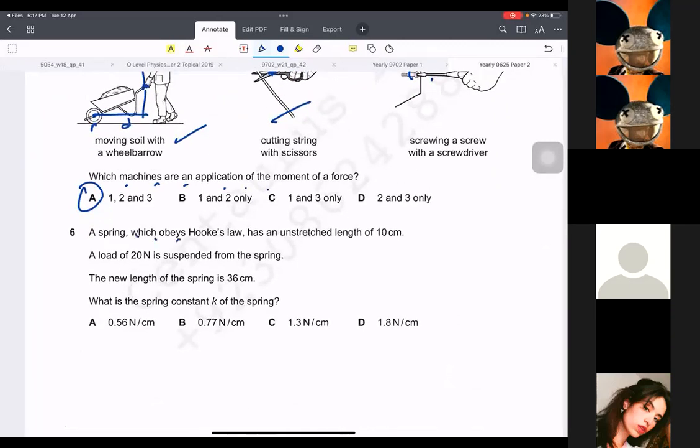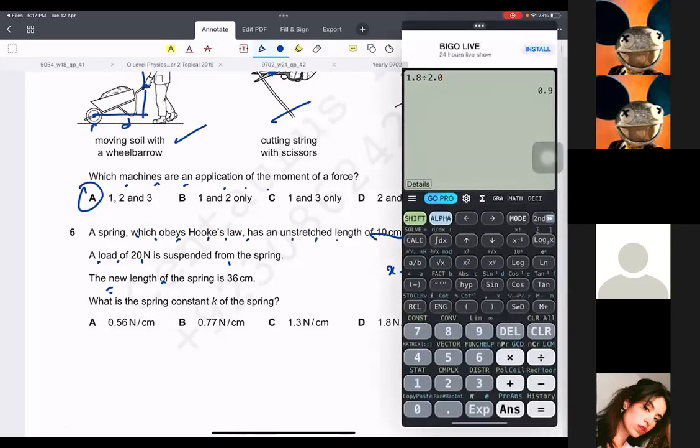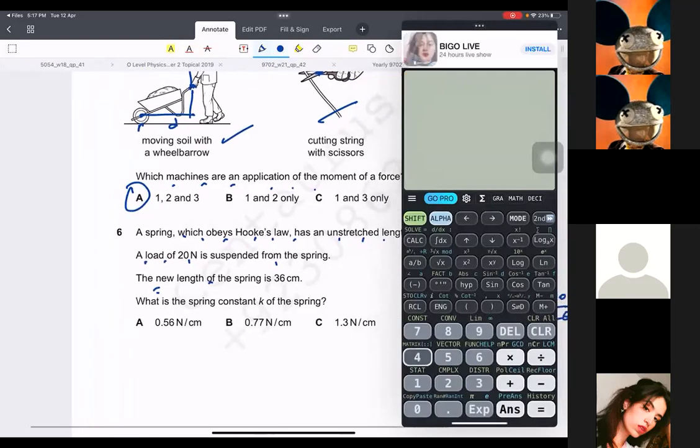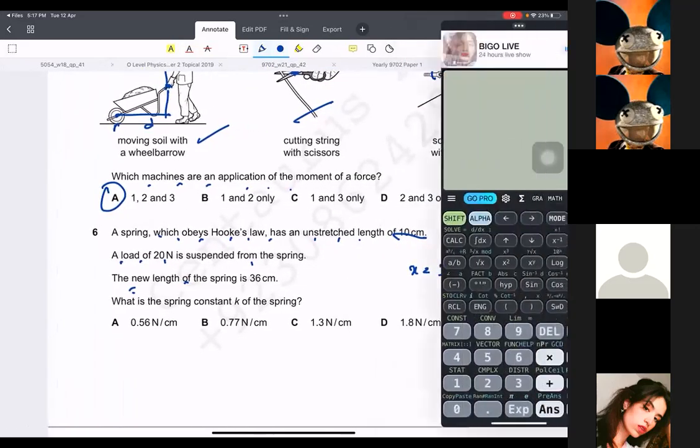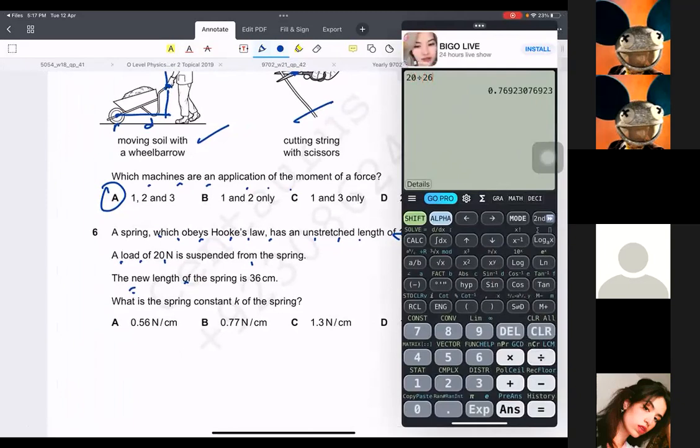Now, a spring which obeys Hooke's law has an unstretched length of this, and a load of 20 is suspended. The new length is this. What is the spring constant? The extension will be 36 minus 10, that is 26. And spring constant is force upon extension. So 20 over 26 is 0.7.